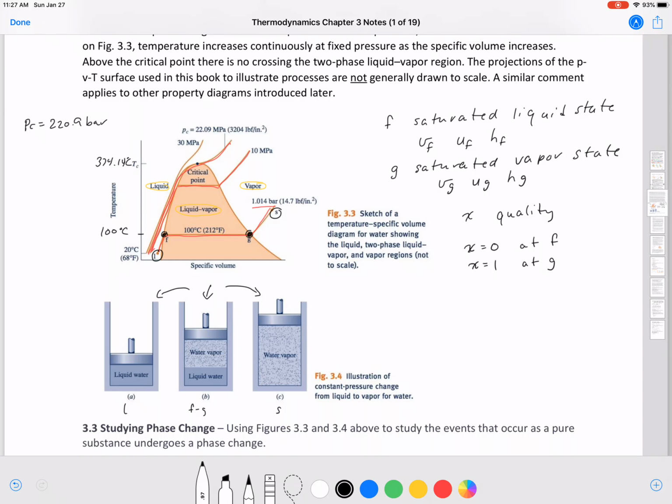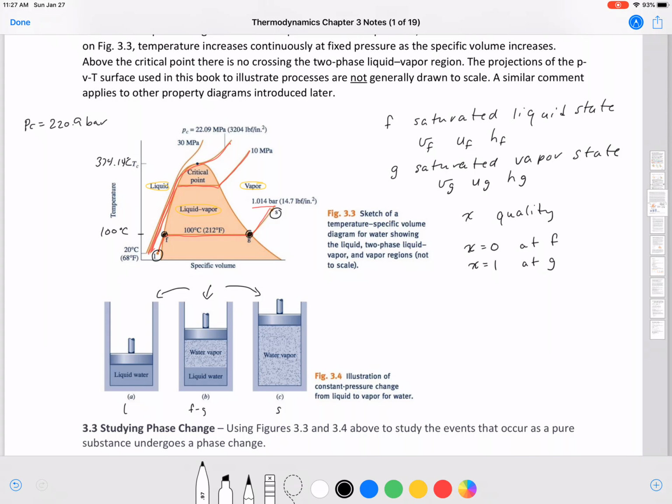And so we need some kind of other quantity to tell us that, because the temperature is 100 degrees Celsius and the pressure remains constant as well at 1.014 bar. And so we need some other property to help us know what we have here.